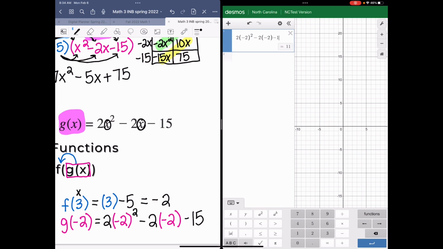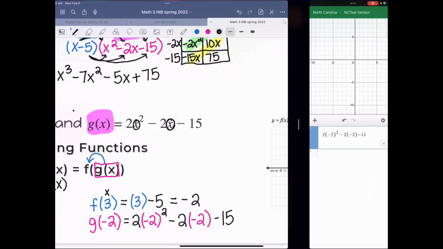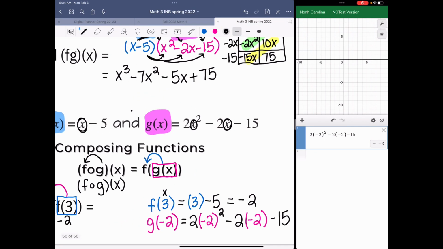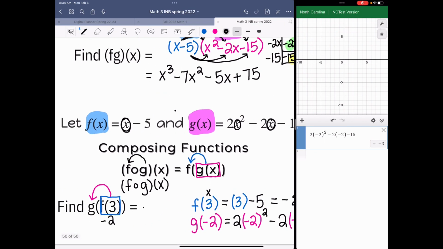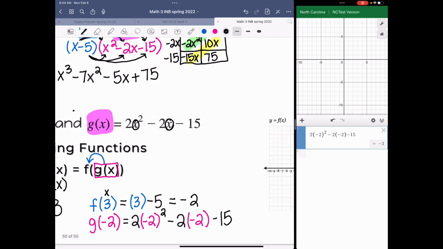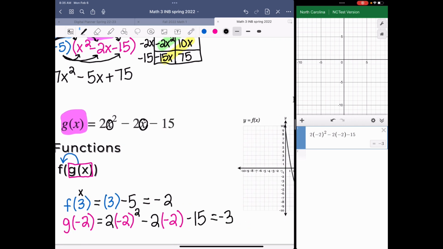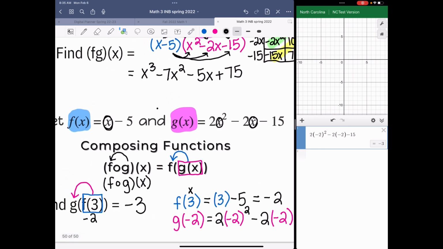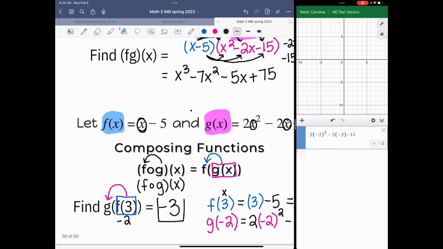So my final output of that composition is negative 3. When I get my final answer here, my final answer is negative 3. So when I do the composition, I input negative 2, or excuse me, I input 3 into the f function. I got out negative 2. Then I input -2 into the g function, and I got out -3. -3 is my final answer.